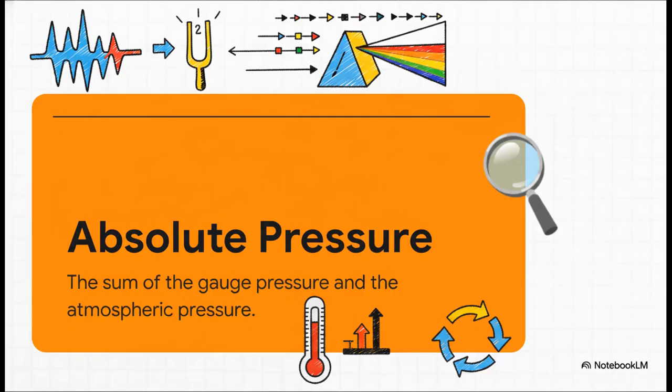First up, absolute pressure. Don't get tripped up by this. You know when you check your car's tire pressure and the gauge says like 32 psi? That's gauge pressure. It's the pressure above what the atmosphere is already pushing with. The real, absolute pressure is that 32 psi plus the air pressure from the atmosphere all around us.